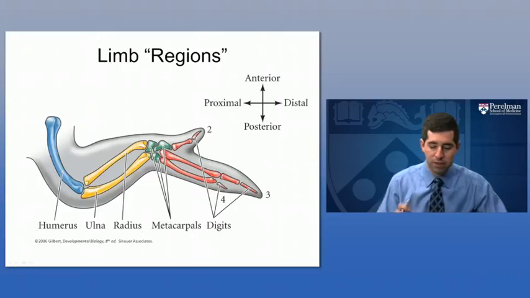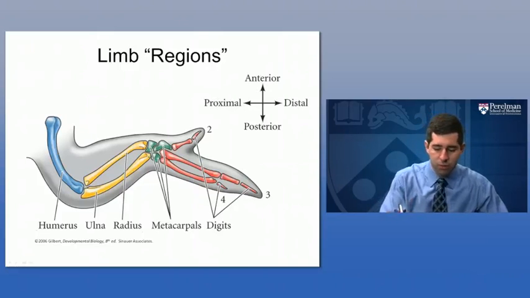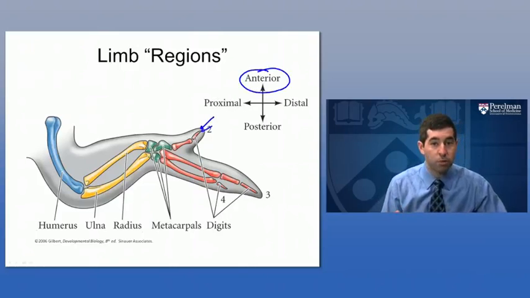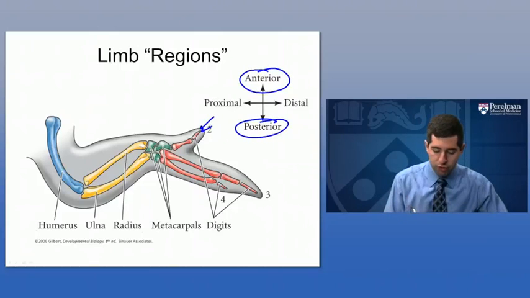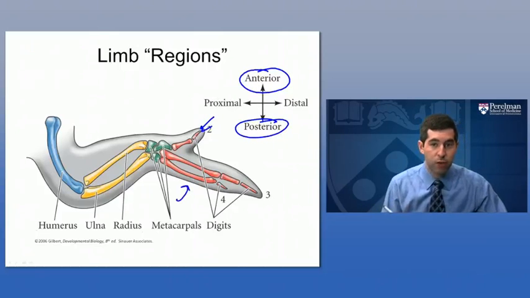Proximal and distal is basically the same, but remember, anterior, when we're talking embryology, is referring really to that thumb end, or what we would normally be calling the lateral portion of the upper limb. Posterior is referring to the ulnar side or the medial side of that limb. So it's a little different, again, in embryology than normal anatomy.